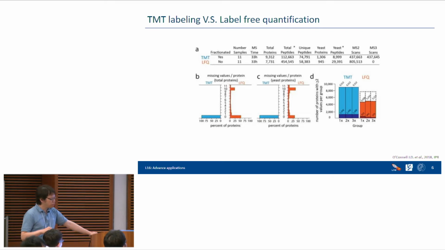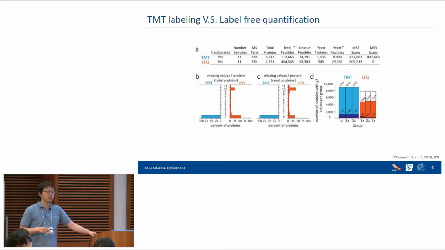So this is the flow chart. Basically, we have 10 samples, and we label each of these samples with a different plex. Then we mix them together for mass spectrometry. At the MS1 level, because they have the same mass, they are in the same place. But when we do fragmentation, we can start to see the difference, and then we can do identifications for multiple samples.